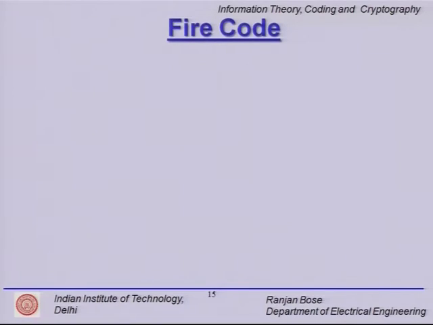So, we come back to our slides, and now having developed this notion of cyclic codes, let us look at some examples here. We start off with a very interesting example of a fire code.